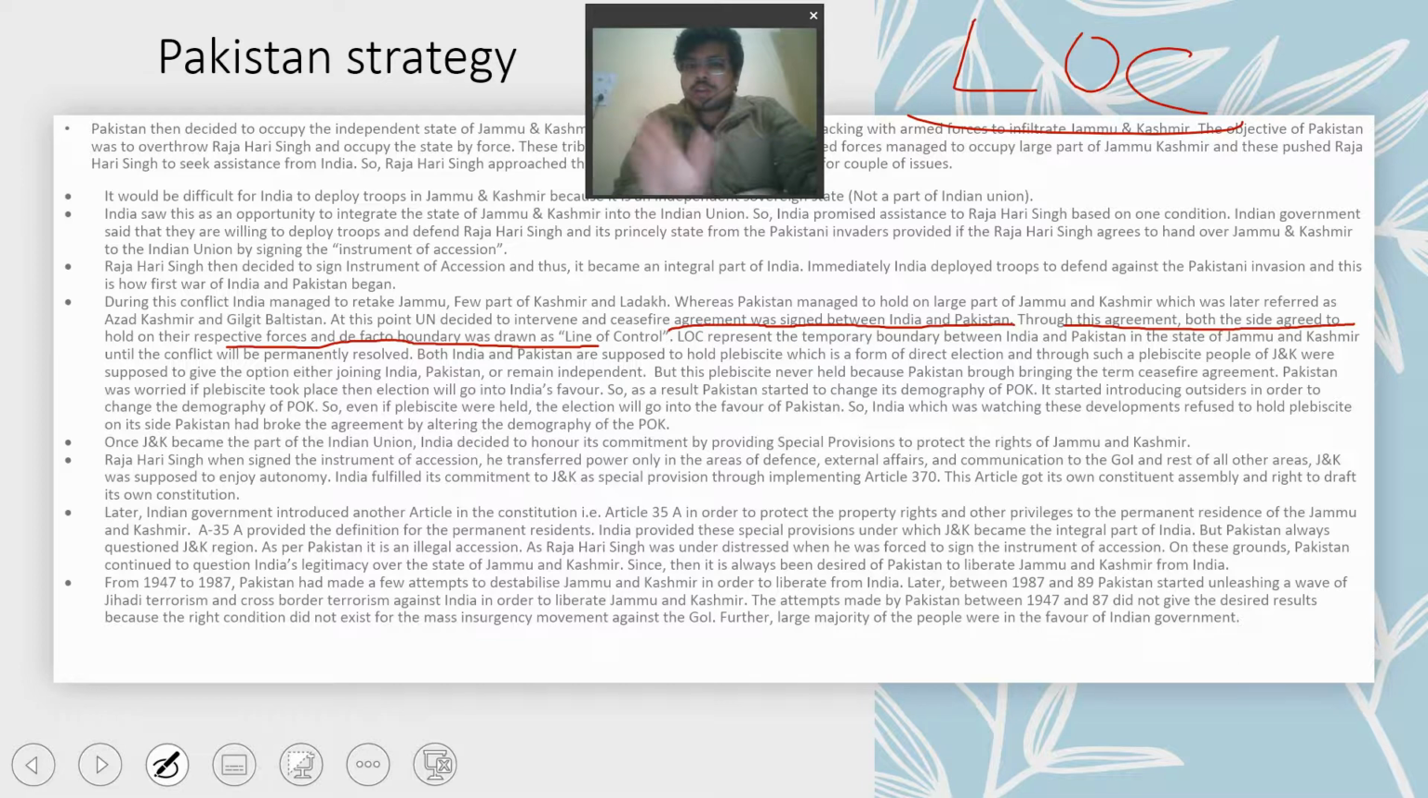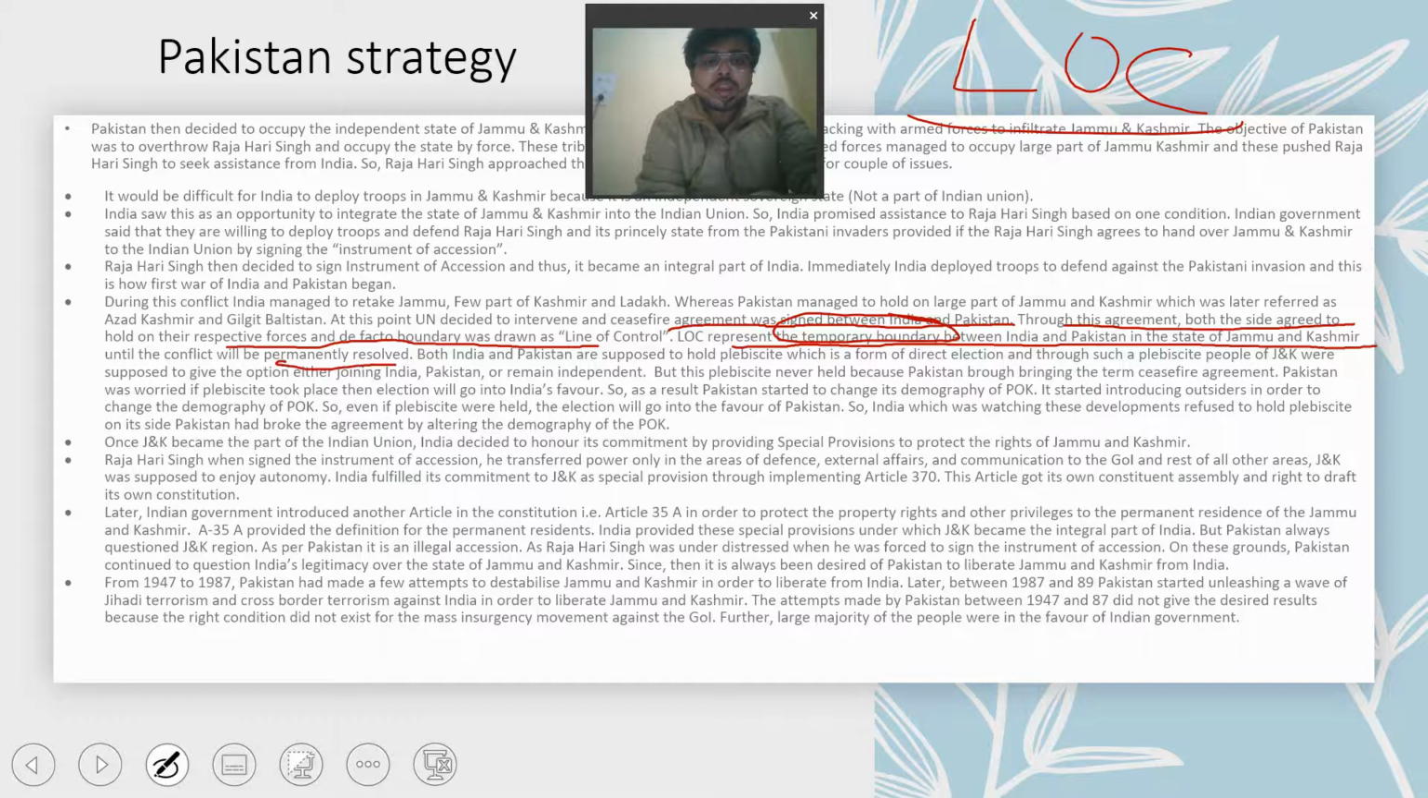And what is the border with China? Line of Actual Control, LAC for China, and for Pakistan it is LOC. So LOC represents the temporary boundary between India and Pakistan in the state of Jammu and Kashmir. Remember, it is a temporary boundary. Why? Because Pakistan-occupied Kashmir is still a part of India. Gilgit-Baltistan is still a part of India. Okay, so Jammu and Kashmir, until the conflict is permanently resolved, till now we have a temporary border, that is the LOC.